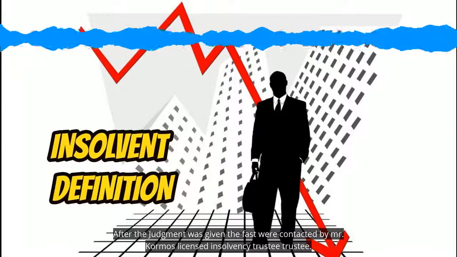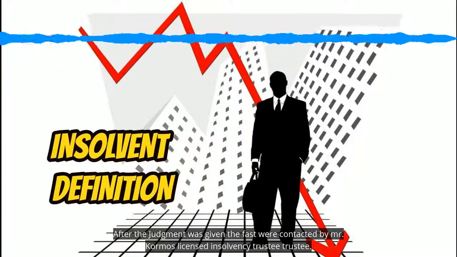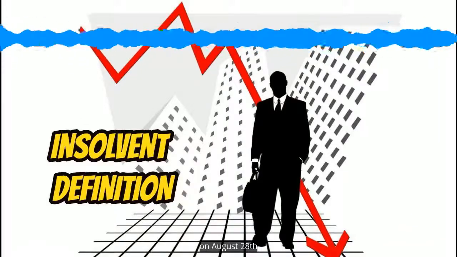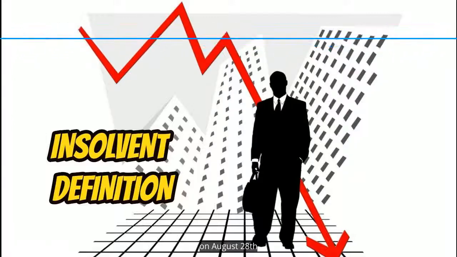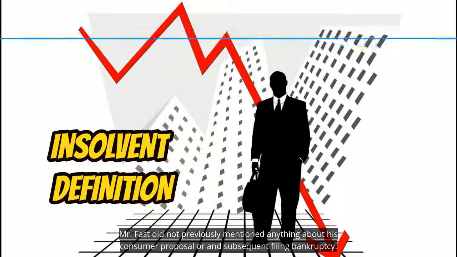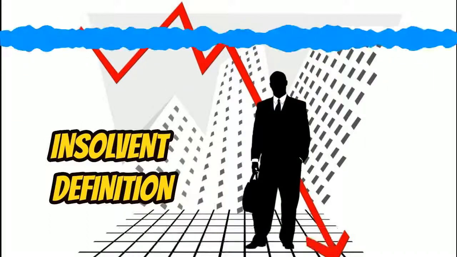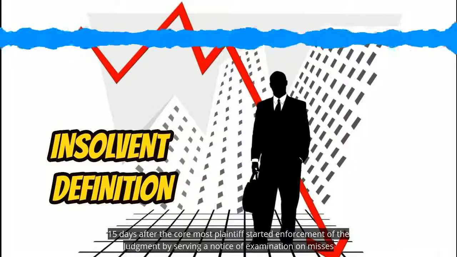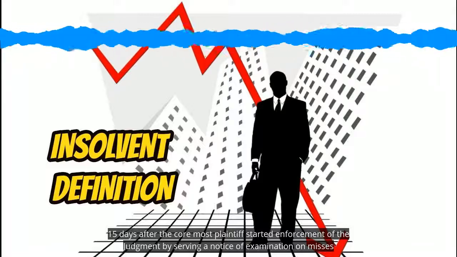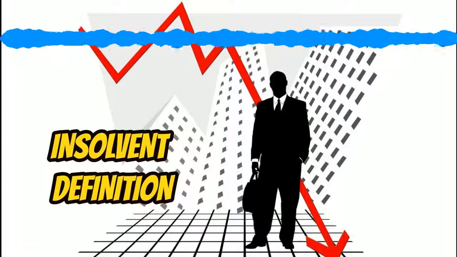After the judgment was given, the Fasts were contacted by Mr. Kormos' licensed insolvency trustee. The trustee advised that Mr. Fast had submitted a consumer proposal under the BIA numerous months previously, on August 24, 2016. Mr. Fast did not previously mention anything about his consumer proposal or his subsequent filing of an assignment in bankruptcy. 15 days after the Kormos plaintiffs started enforcement of the judgment by serving a notice of examination on Mrs. Fast, she made an assignment in bankruptcy under the BIA on April 25, 2017.